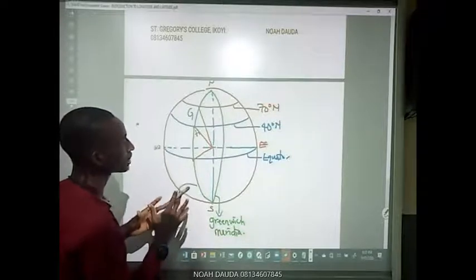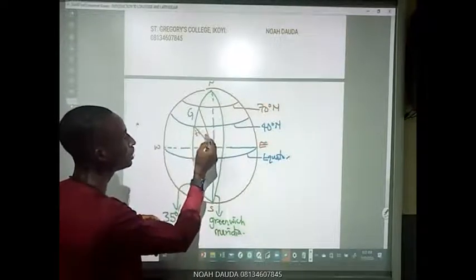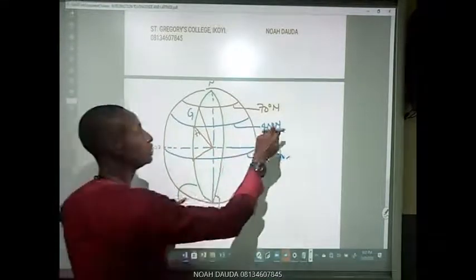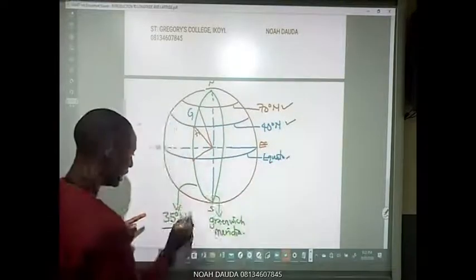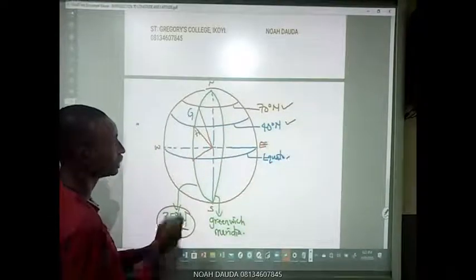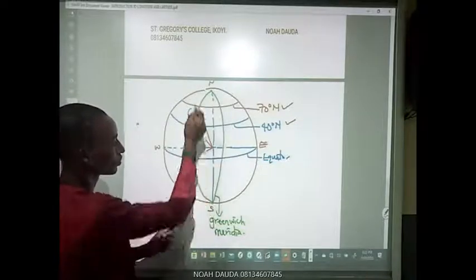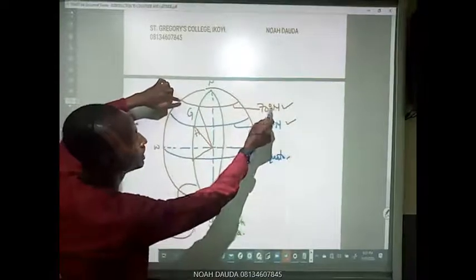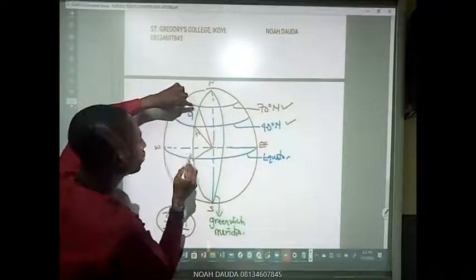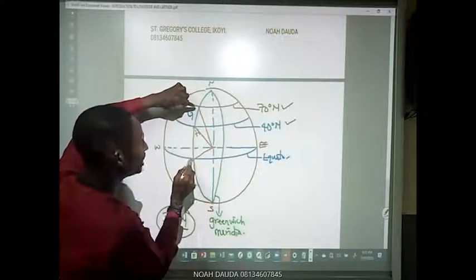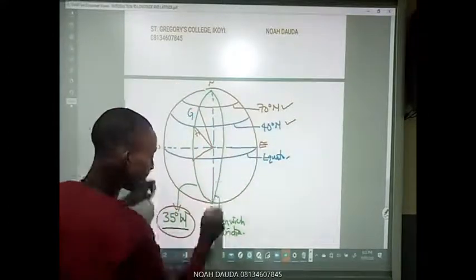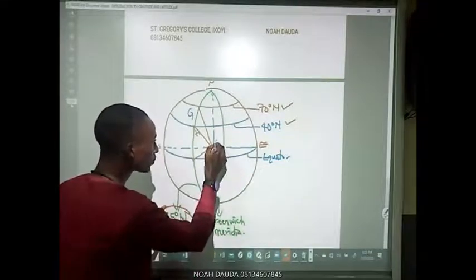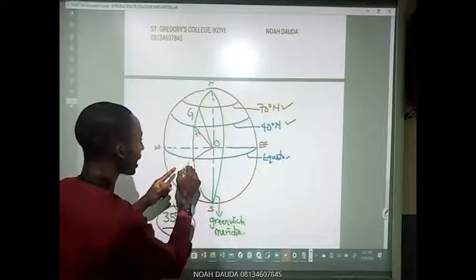Now, in this case, we are to determine the angle between G and H. But you need to be very careful. The common angle I have between this and this is 35 degree west, which is the common longitude. Now that this is the common longitude, this indicates that since G is 70 degree north and 35 degree west, the angle in between G and the origin is 70 degree. That's what it means. So on that note, let me label this as a center O. Let me label this as center X.